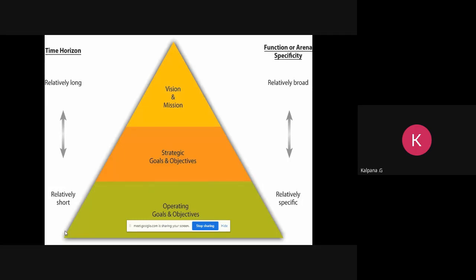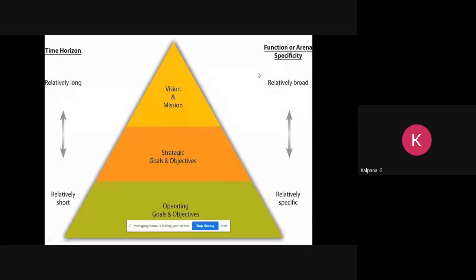So when you look at the time horizon, the vision and mission will take a longer time, so it is relatively long. When you look at the bottom, it is relatively short, which means it is something like individual objectives or unit objectives. It could be achieved within a month also, within few days or within few months. So relatively short. The time duration for achieving the operational goals and objectives will be relatively shorter, or it will take relatively less time compared to the other top level objectives.